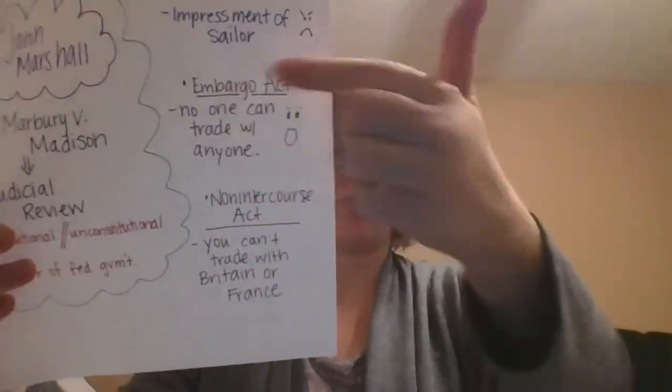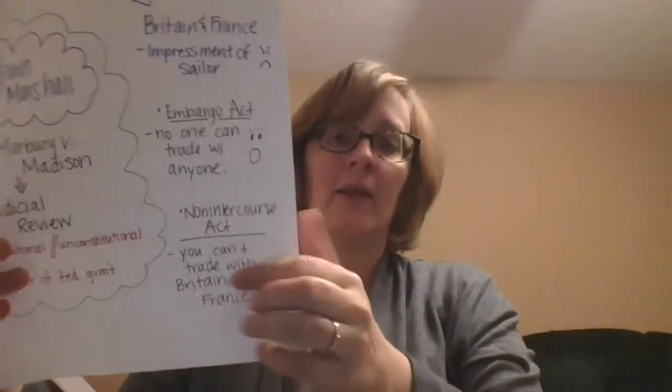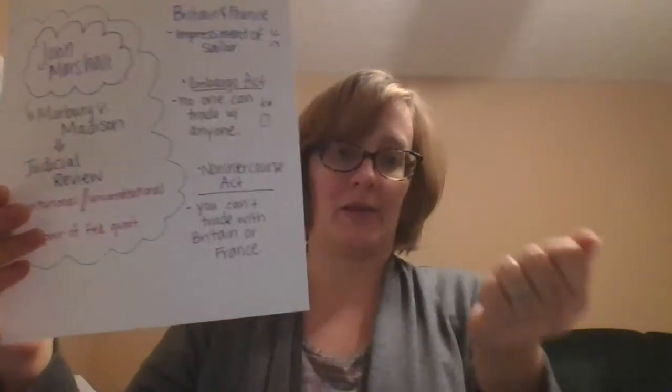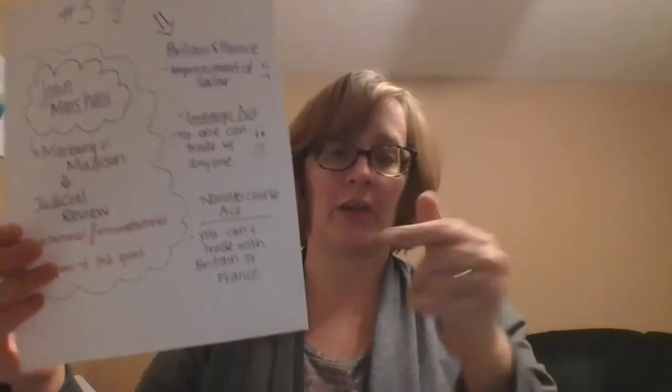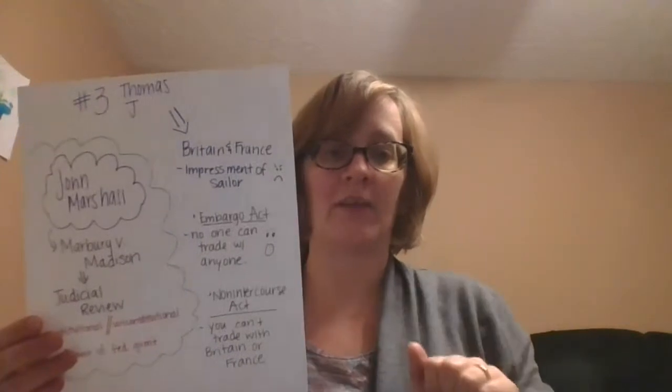It's like if you got two kids in class who are talking and then the teacher yells and everybody in the classroom gets in trouble. That's the Embargo Act. Everyone in the classroom got in trouble. You can't trade with anybody. And then the teacher backs off and says, okay, never mind. Only the two kids who are talking get in trouble, Britain and France. So they're the two talking. They're the ones who are impressing the sailors. They're the ones who are attacking our ships. Okay, so they're the ones who are bugging us. So they're the ones we're going to not trade with anymore.